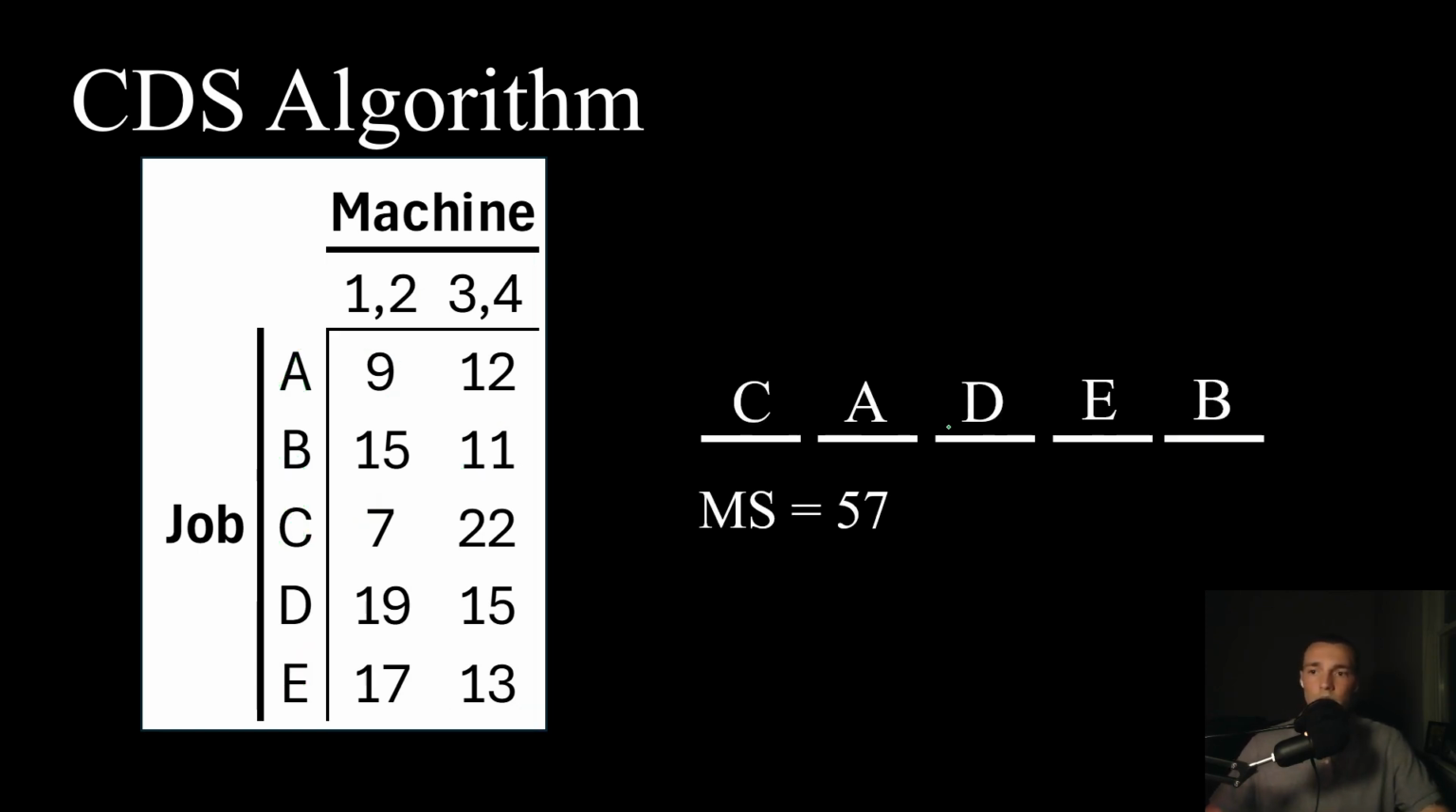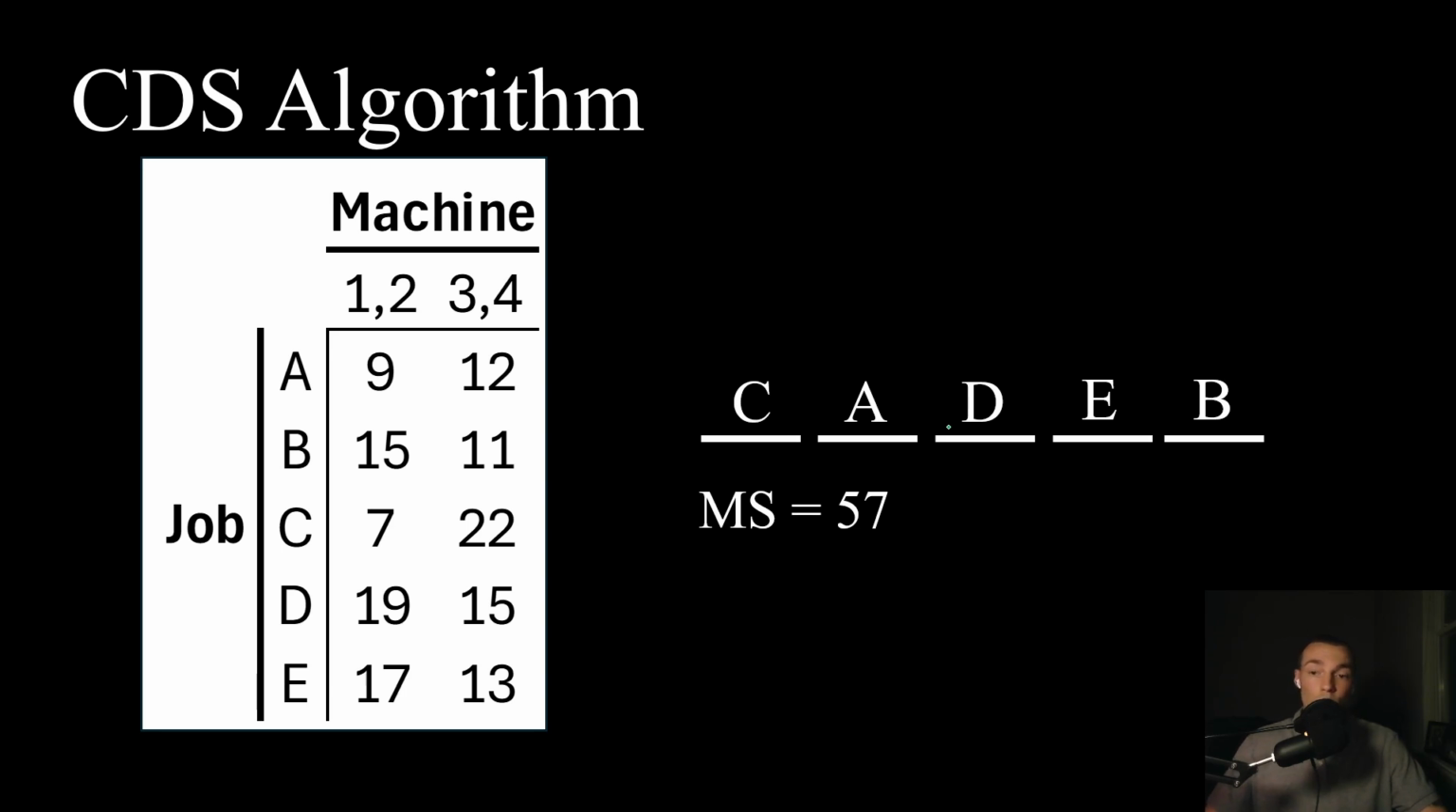And this sequence yields a final makespan of 57 minutes. And note, this job sequence is applied to all 4 machines. Also remember, this makespan is not guaranteed to be optimal, and that we still need to conduct the CDS algorithm 2 more times before confidently selecting a sequence.